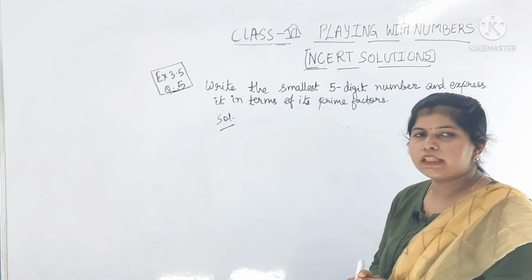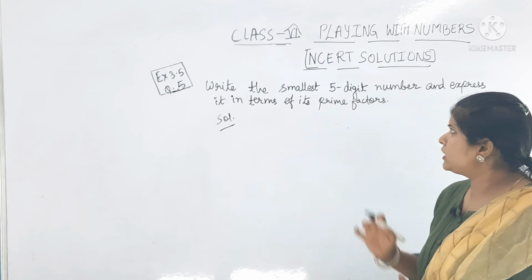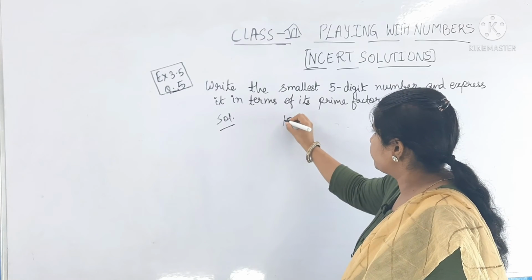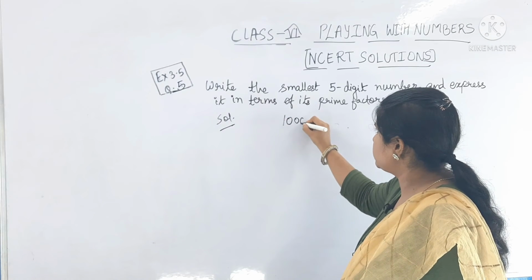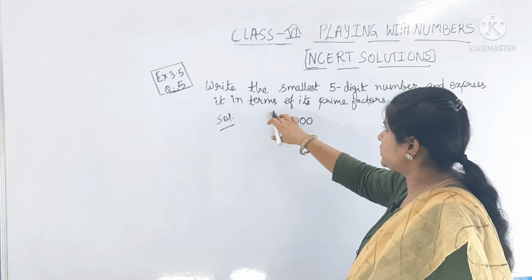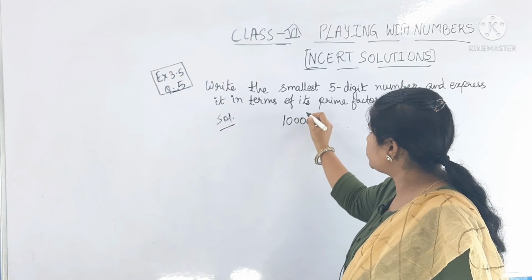Okay students, let's see question number 5, that is the next question. We have to write the smallest 5-digit number. So the smallest 5-digit number is 10000, with 4 zeros, right? And express it in terms of its prime factors. So for prime factors we will do a factor tree here.